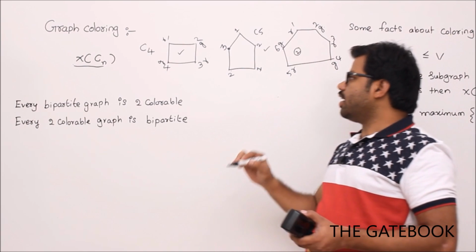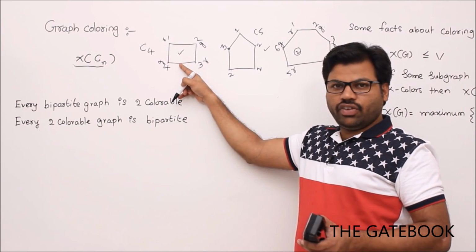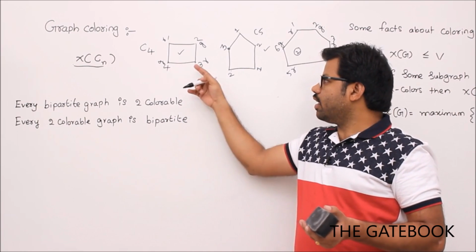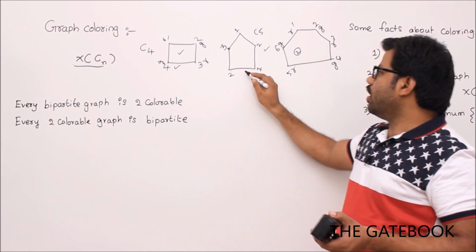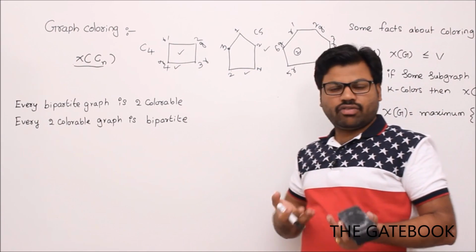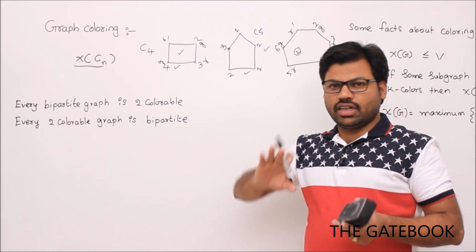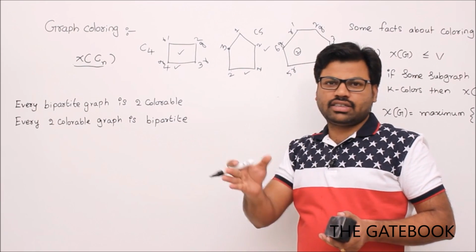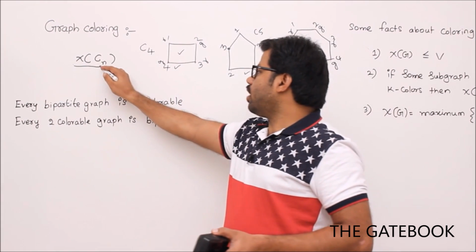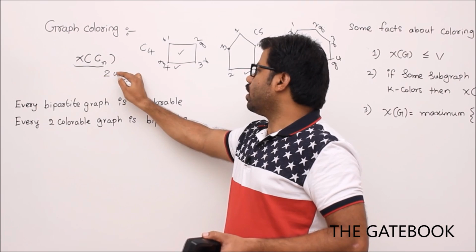So what I understand is that when n is even, you get only 2 colors, and when n is odd, you might require one more color, 3 colors. So the answer is either 2 or 3. You don't require more than that because we are alternating the colors. Now the chromatic number of a cycle graph is 2 or 3.